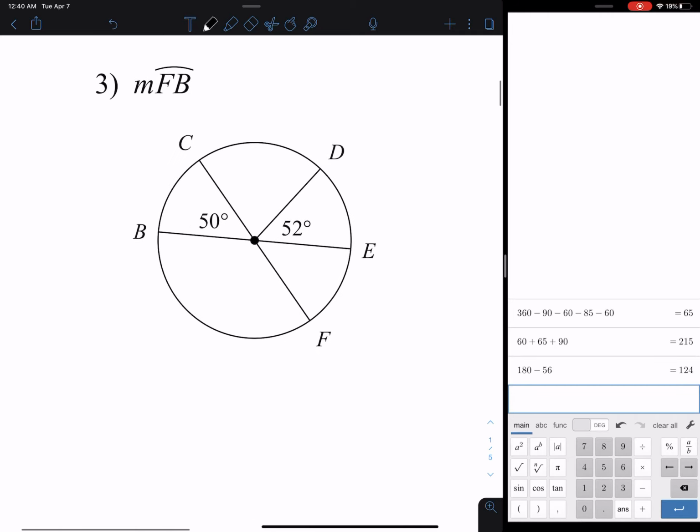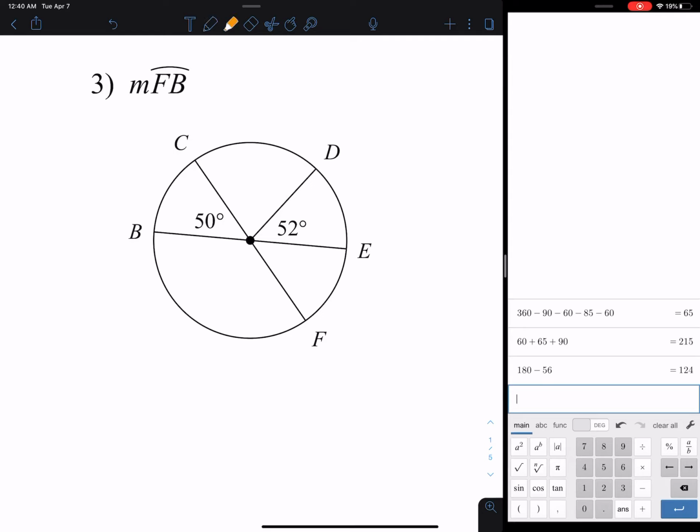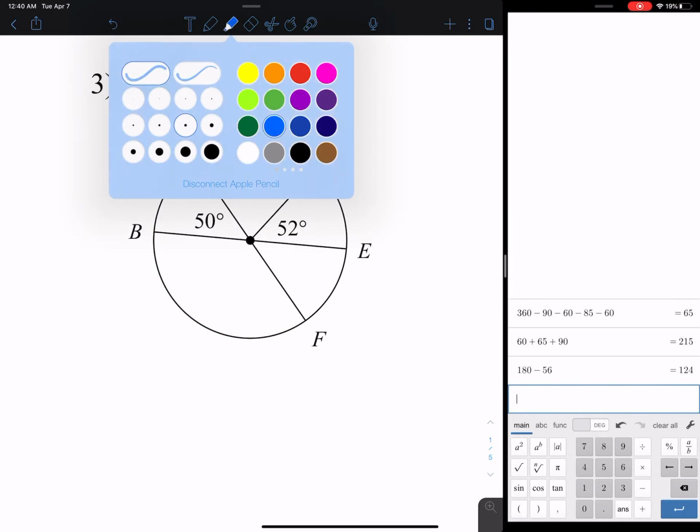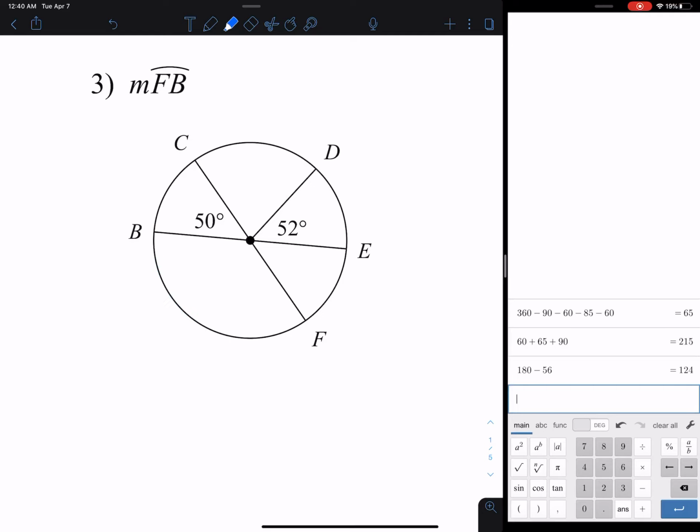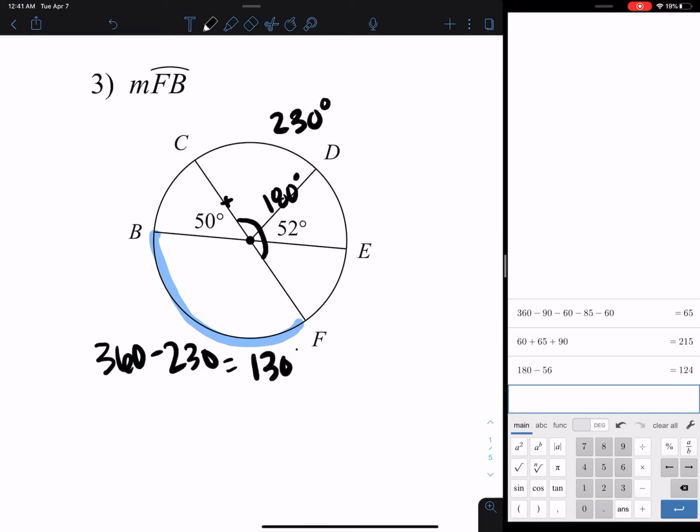Okay. The next one is arc FB. It's right here. Actually, I'm going to do it in blue, just like the other ones. Okay, arc FB. So we know that this is 180, and then this is 50. So out here, this is 230, which means if we do 360 minus 230, that would give us 130 degrees for that arc.